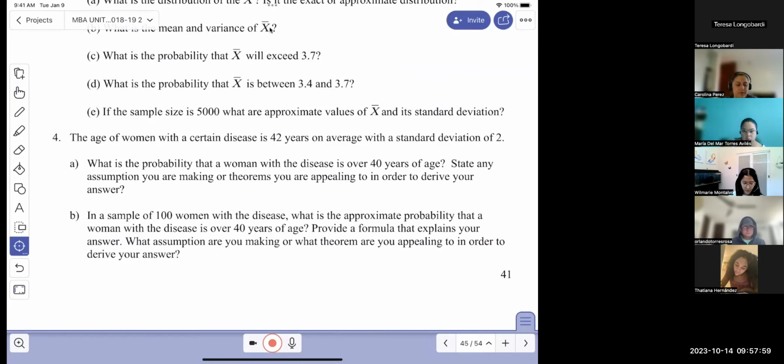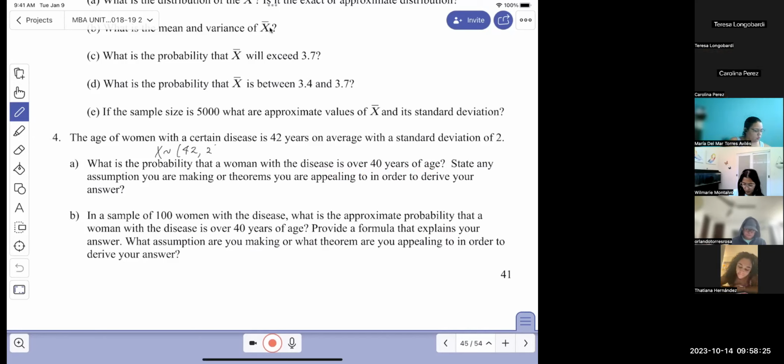The age of women with a certain disease is 42 years on average, with a standard deviation of 2. What is the probability that a woman with a disease is over 40 years of age? So what do I do here? So let's write it in symbols. So we're talking about the same thing, right? So X is, we don't know the distribution, but it has a mean of 42 and a standard deviation of 2 in age. What is the probability that a woman with the disease is over 40 years of age?